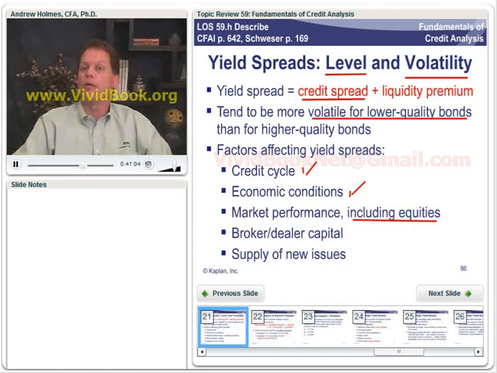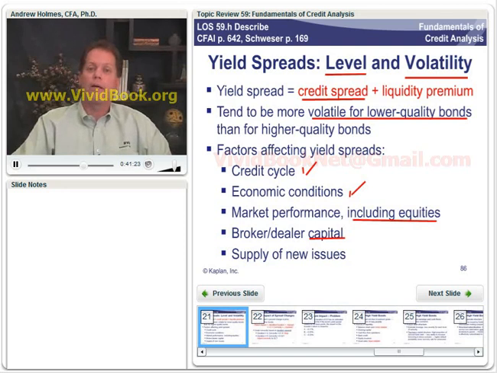Broker-dealer capital, so these are the people that make the market. To the extent that they have lots of capital, we're confident that they'll be able to stay there and make a market. If that capital erodes, then that increases the risk of buying a bond. If you buy it, you have to sell it or hold it until maturity, and that's going to be problematic. And then finally, supply of new issues.